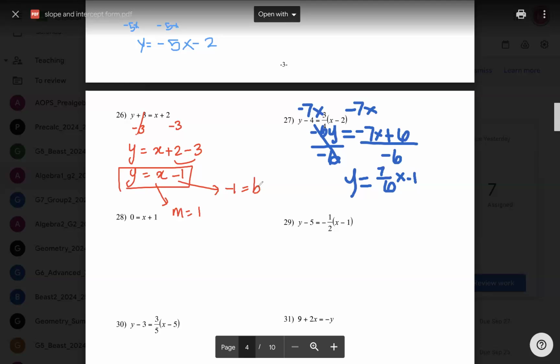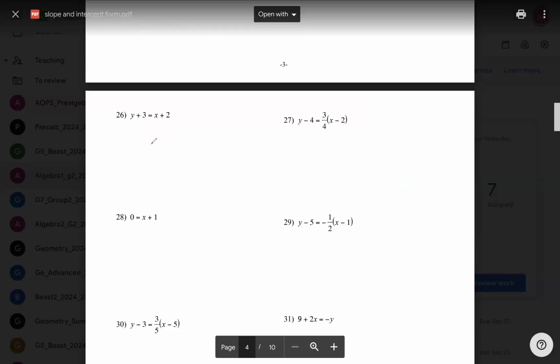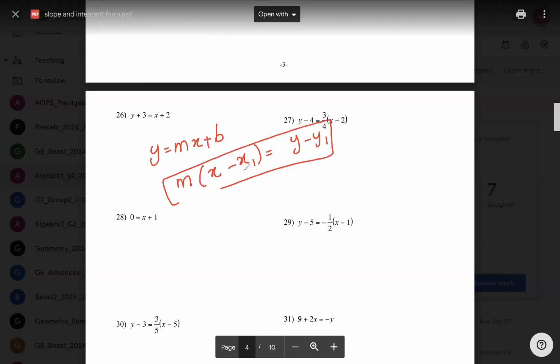Slope-intercept form is y equals mx plus b. Point-slope form is y minus y1 equals m times x minus x1. That is the point-slope form. This is the point. This is the slope.